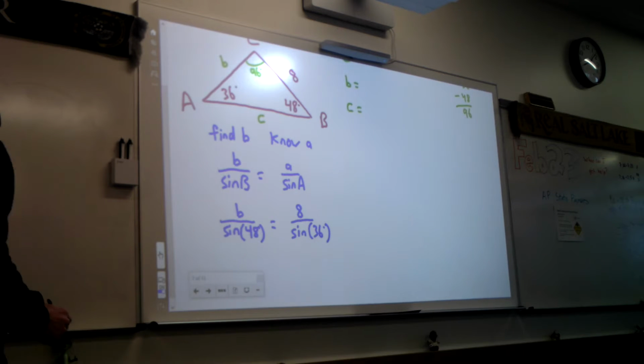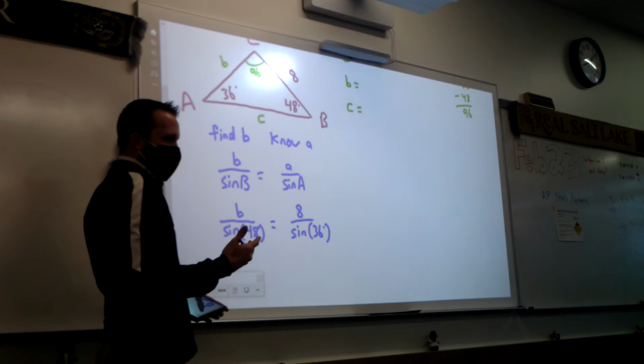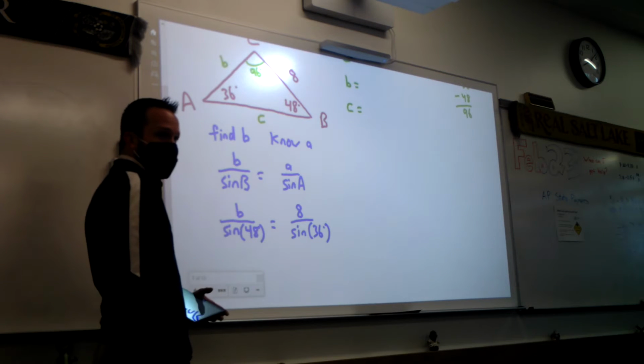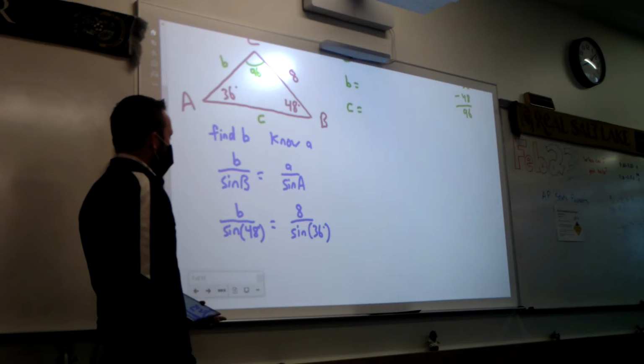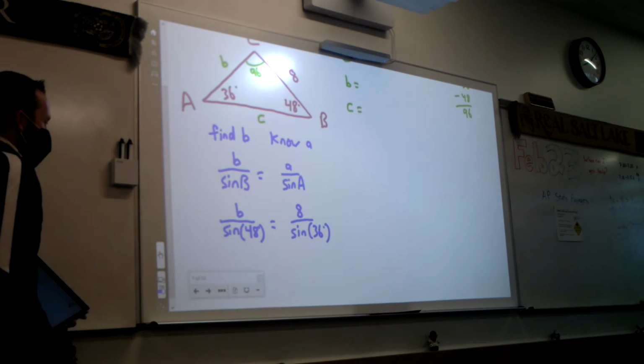And if you do this right, there should only be one variable, which is B. And that's what we want, because then we can solve for it. All right, now let's go through and solve it, and then I'll review it to make sure we're all on the same page.